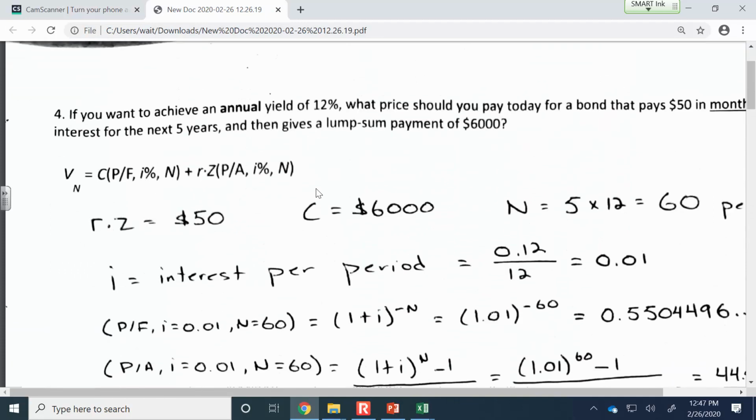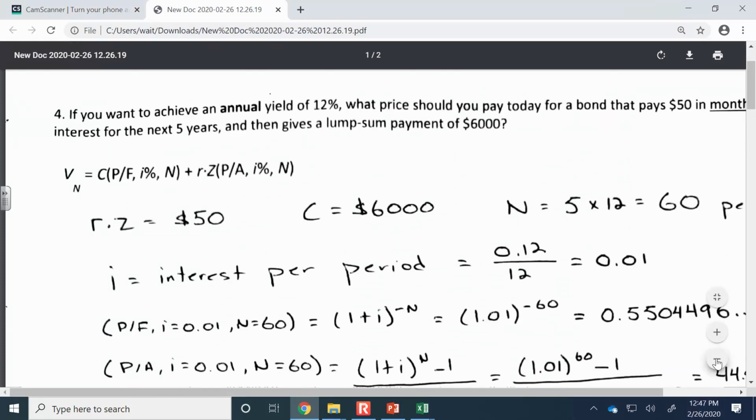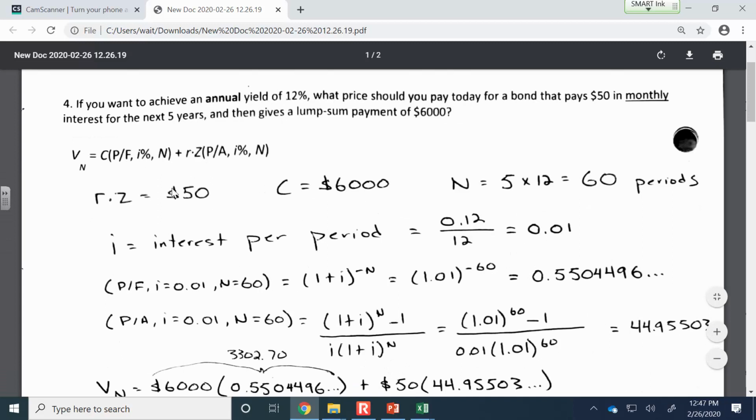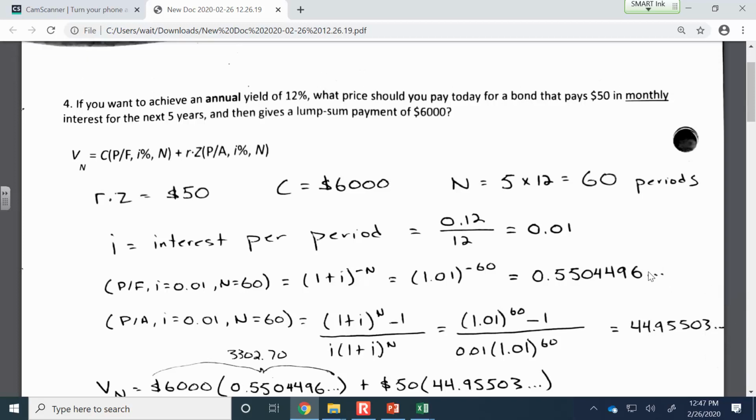All right, so let me zoom out a bit. You can see that better. Okay, so we've got R times Z is $50. The lump sum payment is $6,000, 60 periods, interest rate per period is 1%. So you'll notice I've calculated both of these factors, the P/F factor, 0.5504, and so on and so forth. The ellipsis just means that I'm not rounding it off. I'm keeping all of the precision in my calculator so that I can be accurate to the nearest penny when I do the calculation. And then the same thing for calculating the P/A factor.